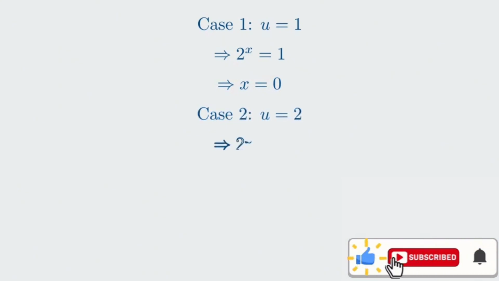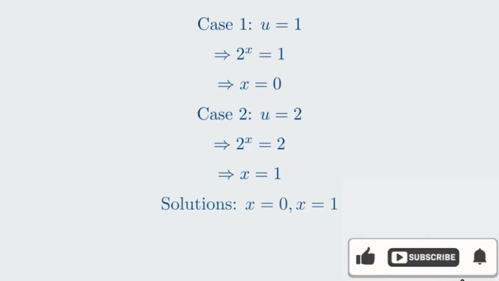First, let's take u equals 1. Substituting back our original expression for u, we get 2 to the x equals 1. Any non-zero number raised to the power of 0 equals 1, so x must be 0. Next, let's take u equals 2. Substituting back, we get 2 to the x equals 2. The only way for this equation to be true is if the exponents are equal. So, x must be 1. Therefore, the original equation has two solutions: x equals 0 and x equals 1. This shows how substitution can reveal multiple answers.